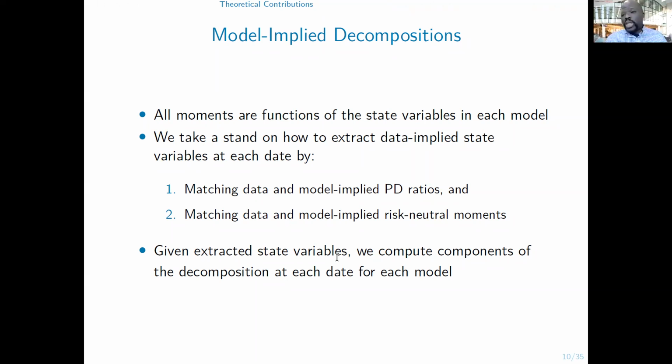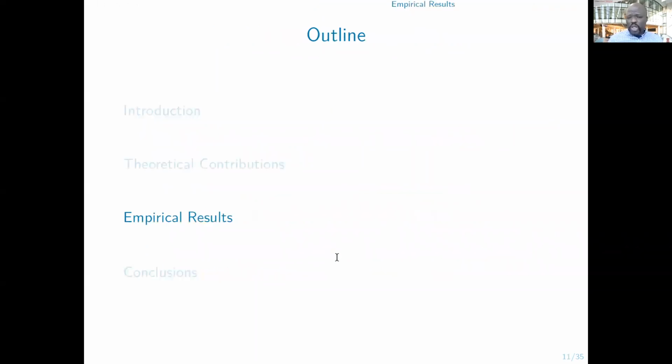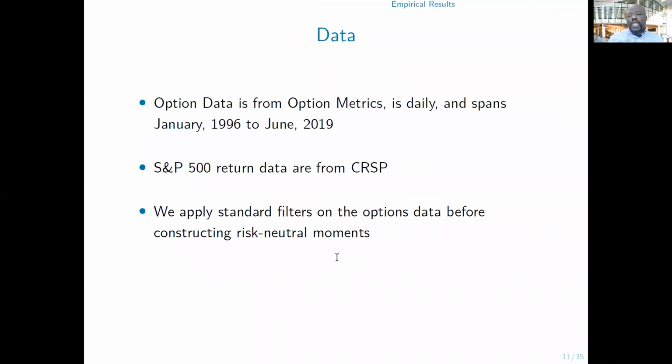So you can recover these quantities. Now, if you don't have further questions, that's how we were able to extract this state variable from the models. In terms of data, we used the usual option data from OptionMetrics, and it spanned the time period from 1996 to 2019.